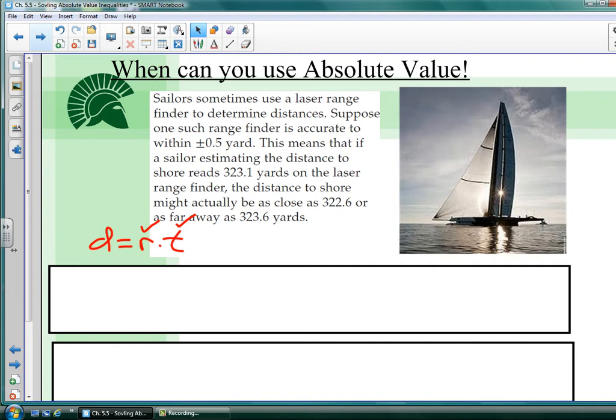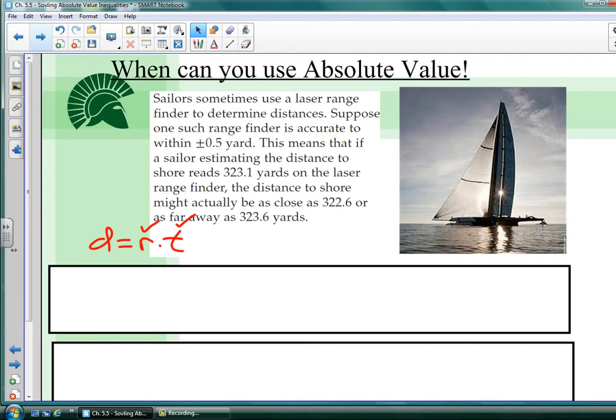They use a laser range finder to determine distances. Suppose one such range finder is accurate to plus or minus 0.5 of a yard. That means that if the sailor estimating the distance to shore reads 323.1 yards on the laser finder, that means plus 0.5 to that number and minus 0.5 to that number.